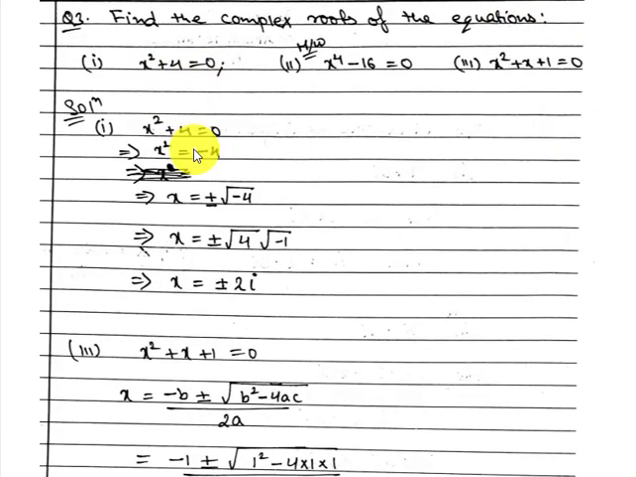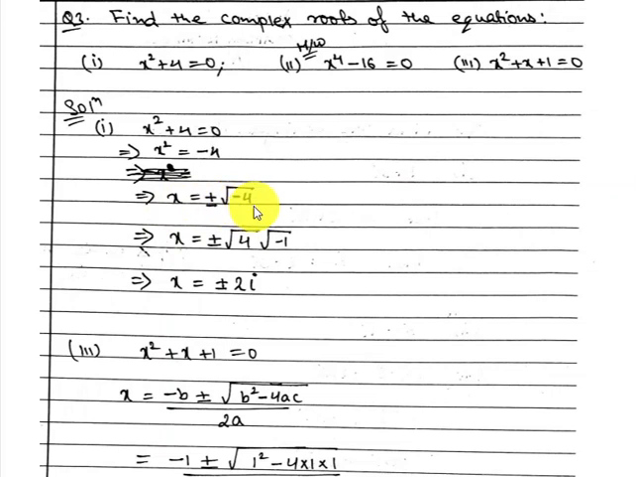These equations are there, and you have to find the value of x which will satisfy this equation. So first one, x square plus 4 is equal to 0. When I take this 4 to the other side, it becomes minus 4. Then I need the value of x, that means I should take the square root on both sides, so I'm left with x equal to plus minus square root of minus 4.